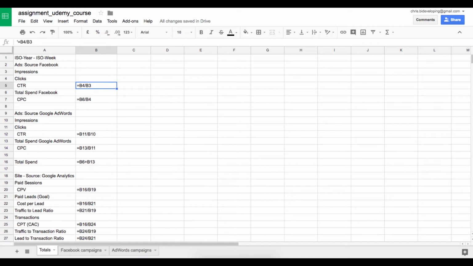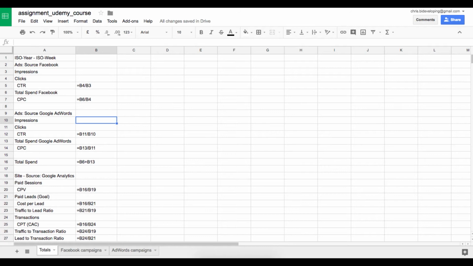Then we calculate the CTR, the click-through rate, which gives us the rate at which users clicked on our ad when they saw it. It is derived by a division of clicks by impressions. We also use the total spent on Facebook ads during that week. This gives us the CPC, which is the cost per click. The CPC shows us how much a click on our ad did cost us in that particular week.